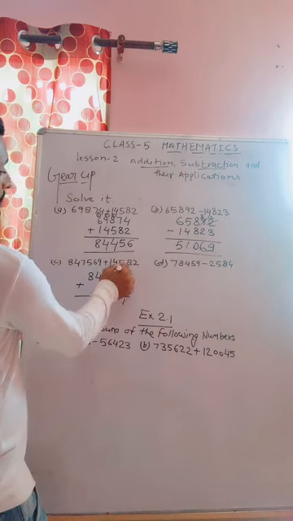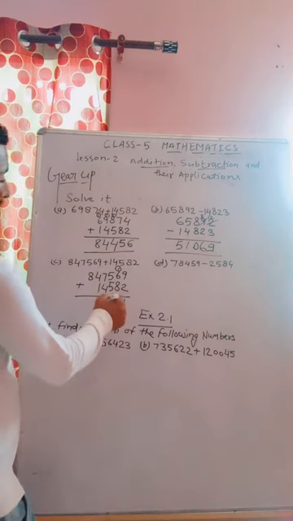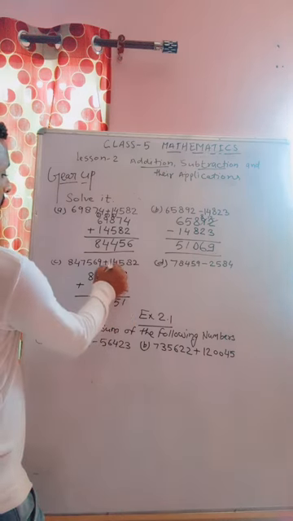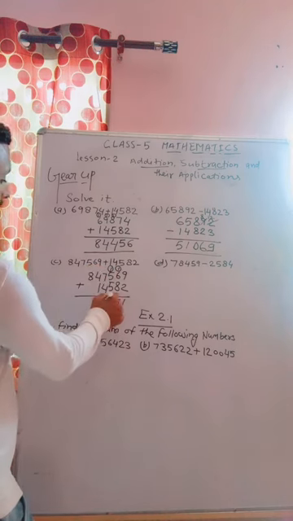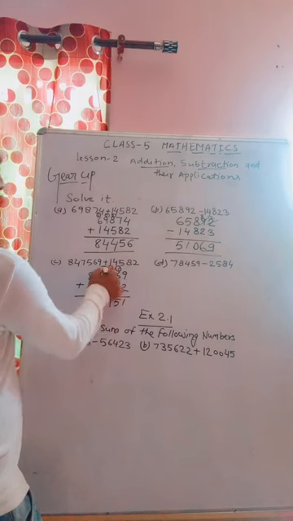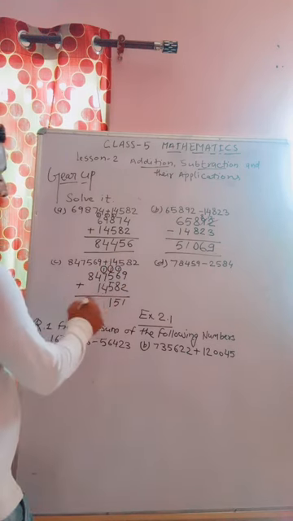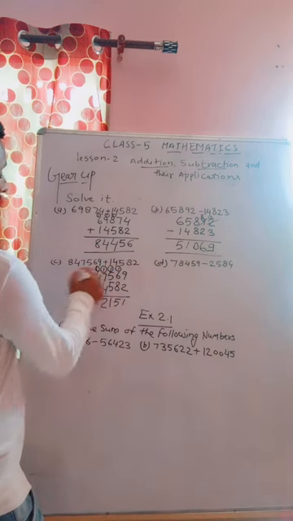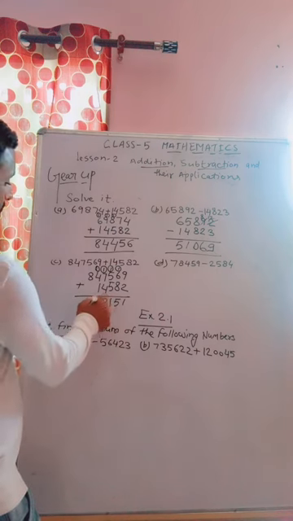1 carry here. 1 and 6 is 7. 7 and 8, 15. So write 5 here. 1 is carry. 1 and 5, 6, and 5, 11. Write 1 here, 1 is carry. 1 and 7, 8. 8 and 4, 12. Write 2 here. 1 carry. 1 and 4, 5, and 1, 6.